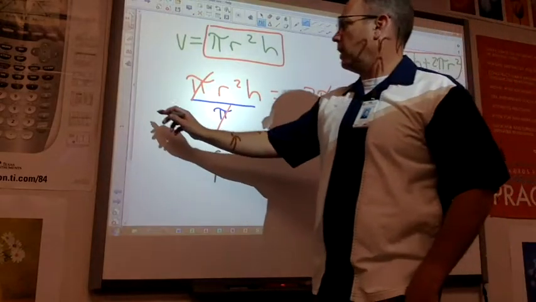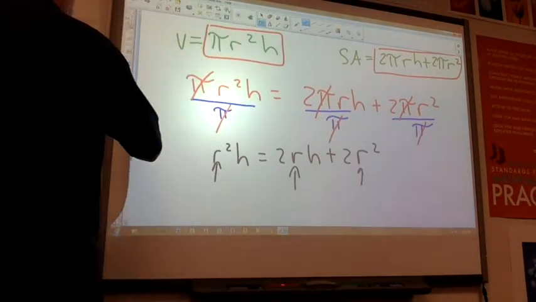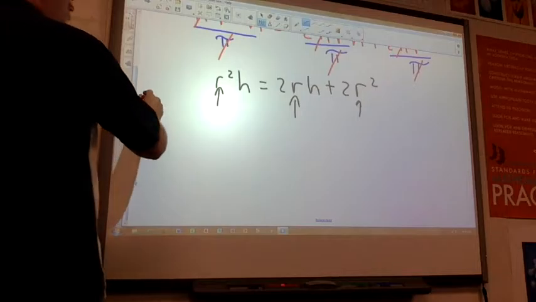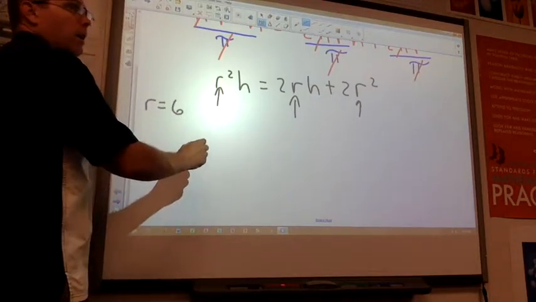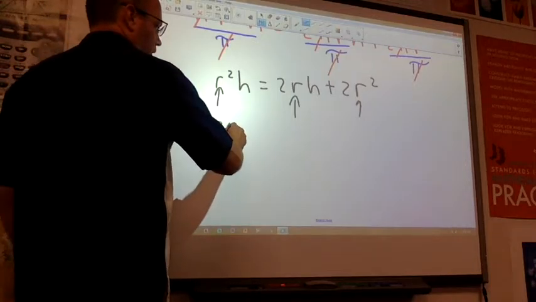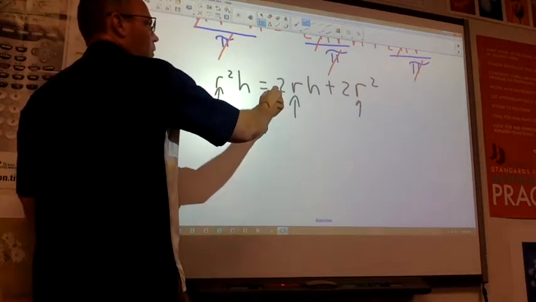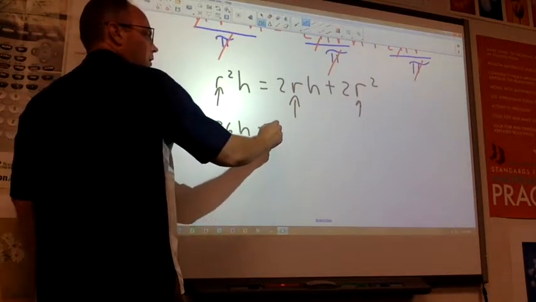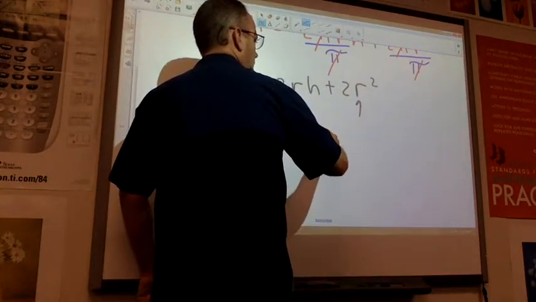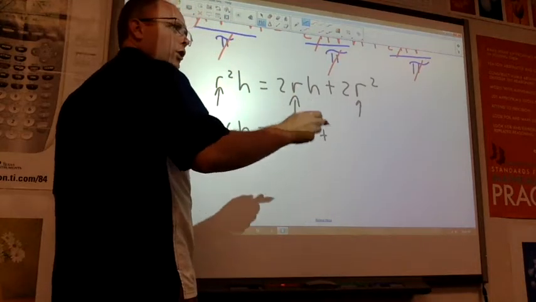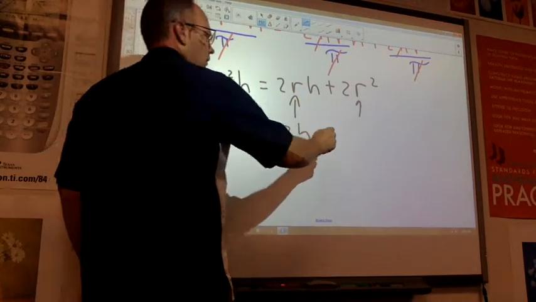So I think I can come down a little bit further. Can I move this down? All right. I know they told us on the first problem radius is 6. So what's 6 squared? 36. So I get 36h equals, what's 2 times 6? 12h. And then radius squared is 36, and 36 times 2 is 72.